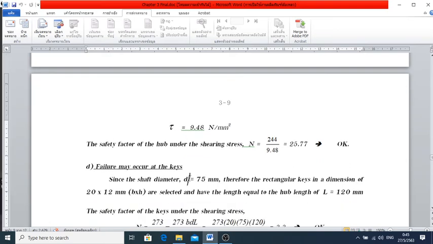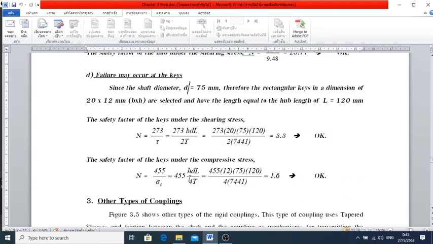And then another one, failure may occur at the key. The shaft diameter is 25. So in the chapter we talked about for the key design, we pick the rectangular key of 12 times 12. You just go to the chapter on key design. The length of the key should be equal to the hub length, and the hub length here is going to be 120. So therefore, we find the safety factor under the shear stress of 3.3, and the safety factor of the key under the compressive stress is going to be 1.6 respectively.